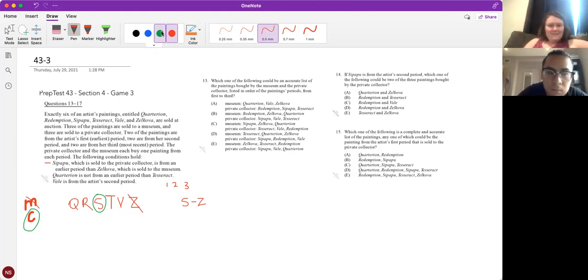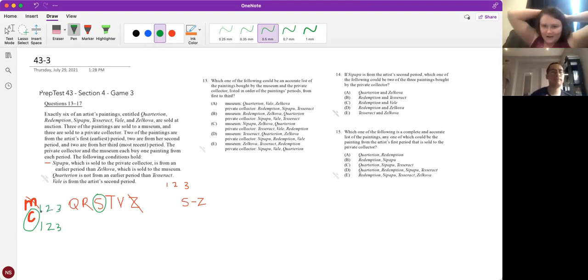So we know that we're still looking for the museums. Actually, you know what I should do? We know that we're still looking for sure for the museum's 3 and the collector's 1, right? We know we have to have a spot there. All right, so let's go on to our second rule now. So Q is not from an earlier period than T. So what does that mean? Which means it could be the same period, or T is an earlier period than Q.